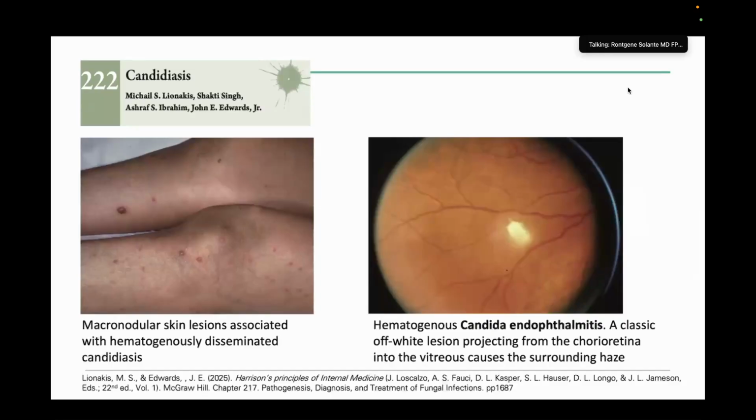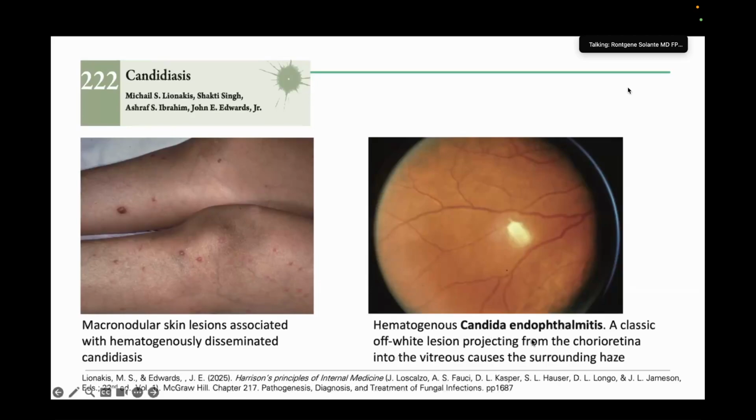So I just have to show you here some of the systemic manifestations of an invasive candidiasis. Being invasive, sometimes you can see them in the skin. This is what we call the typical macronodular skin lesion associated with hematogenously disseminated candidiasis. This patient is an immunocompromised patient who was positive for Candida albicans, and part of the clinical manifestation are these skin lesions. Then it can also cause eye infection, no?